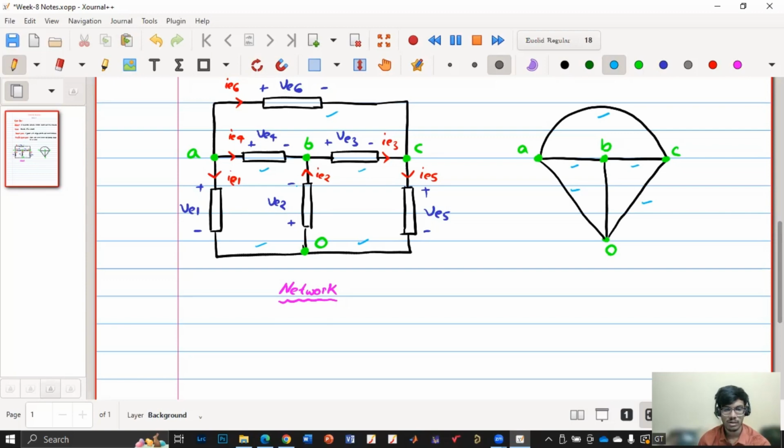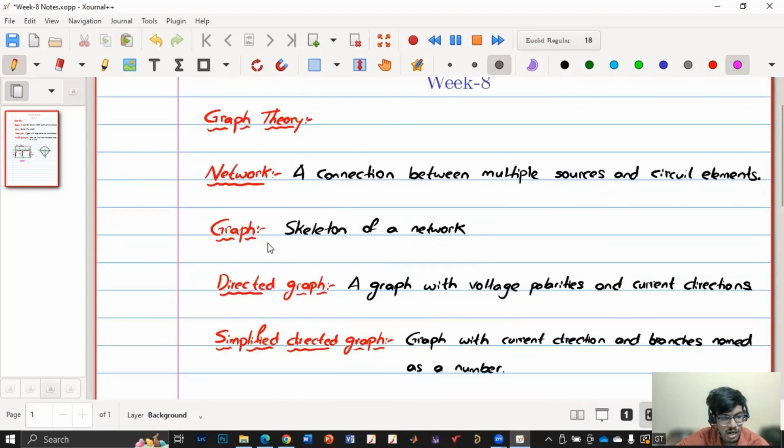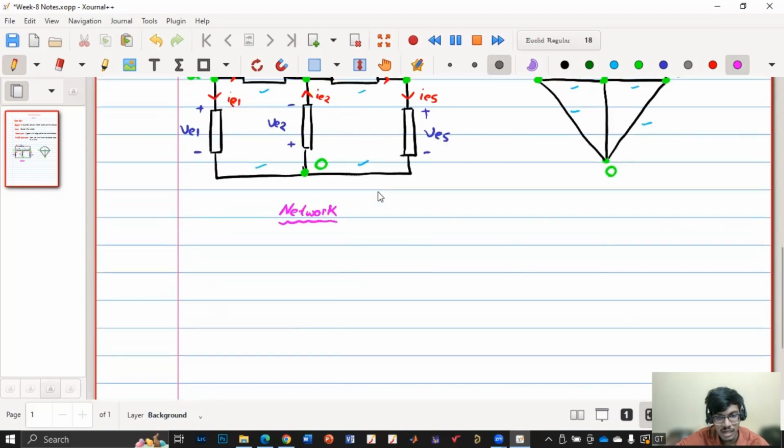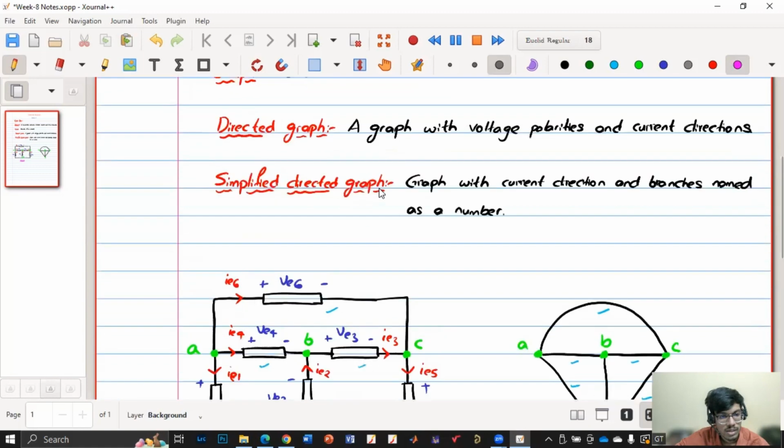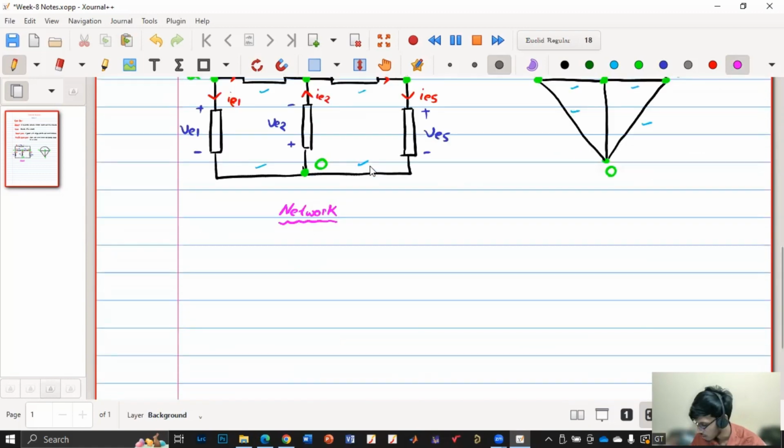So we are drawing the branches for the given nodes after identifying the nodes. So this is like a skeleton of this network, which is also defined as the graph. So a graph is like a skeleton of the given network. So this is our graph.